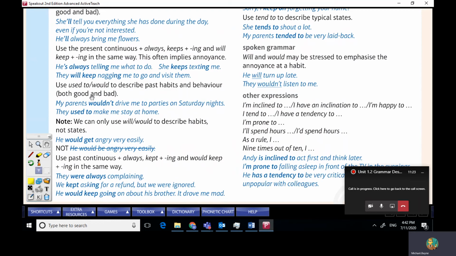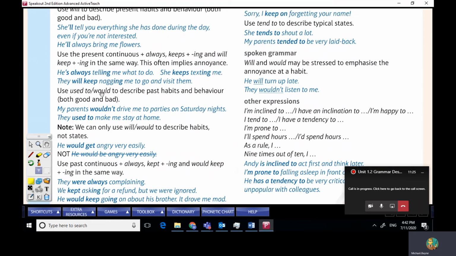You already know would and used to. We have a little bit of future that you can use as a present habit. And of course, you guys already know that we can use present simple for habits. You've been learning that probably since day one.